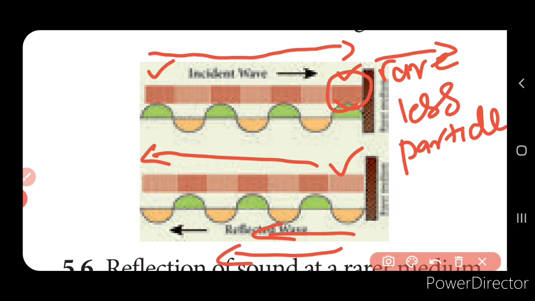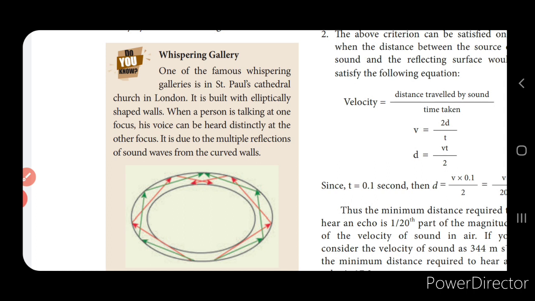So this is about the reflection of sound at the rarer medium. Now let's see the reflection of sound in plane and curved surfaces. So far we have seen the reflection at the denser boundary and the rarer boundary. Now here, whether the surface is curved or plane. If it is a plane surface, it will follow the law of reflection, and the reflected wave will travel in a direction according to the law of reflection.